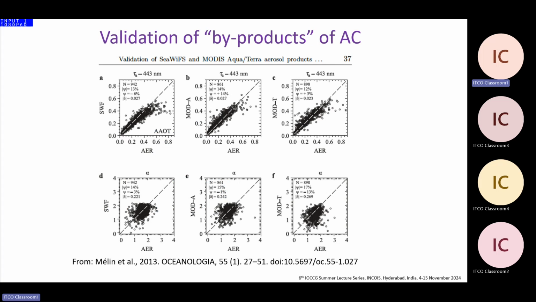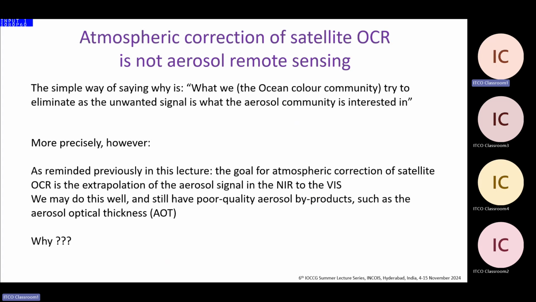Well, another example of validation of byproducts of the atmospheric correction. In that case, that's for SeaWiFS and MODIS, and that's the aerosol optical thickness at 443 nanometers on the top, and on the bottom it's alpha, which is, I think in that case, the spectral slope of the aerosol scattering for different sensors. And that has been done at the AAOT, which is the Acqua Alta Tower in the Adriatic Sea. So that's in a relatively coastal environment. Okay, actually we are coming to the end.